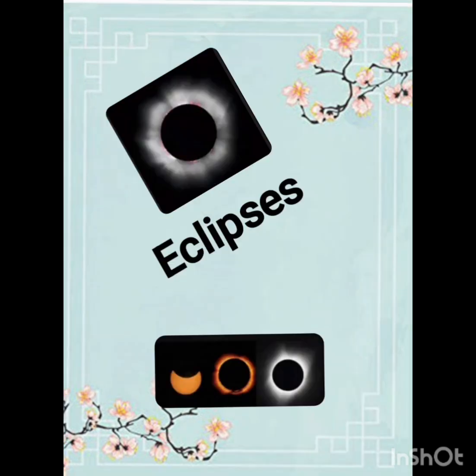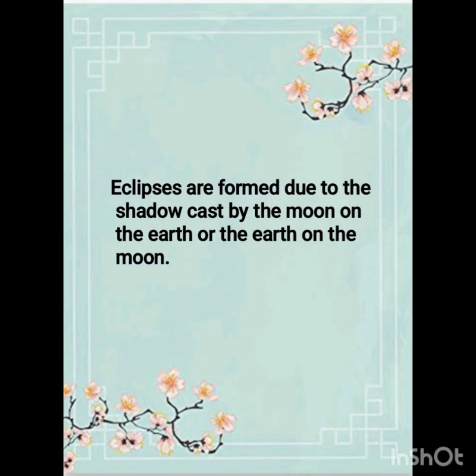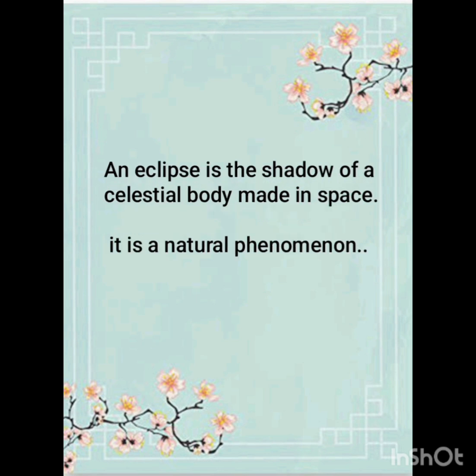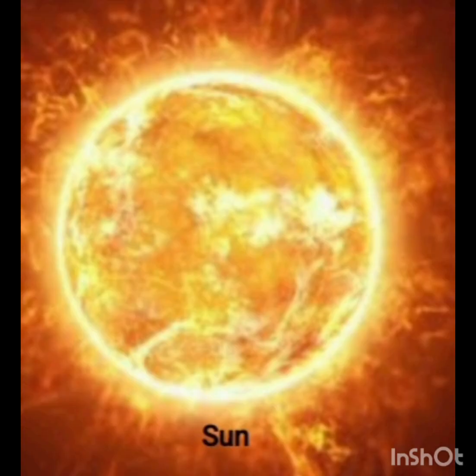What is the meaning of eclipses? Eclipses are formed due to the shadow cast by the moon on the earth or the earth on the moon. Okay? So, an eclipse is the shadow of a celestial body made in space. It is a natural phenomenon.